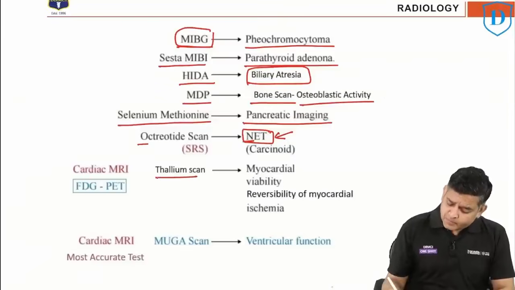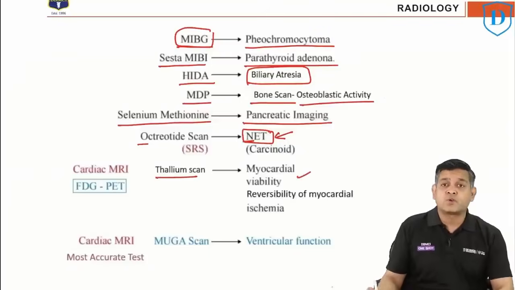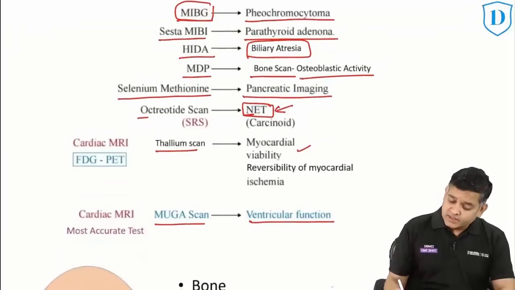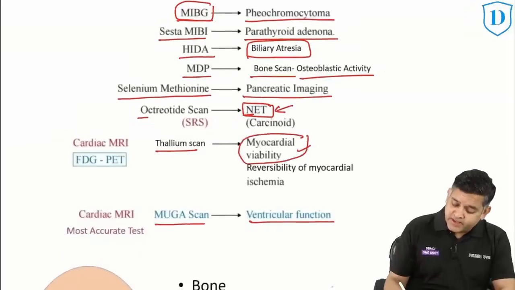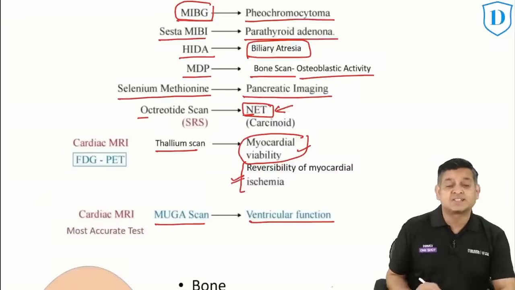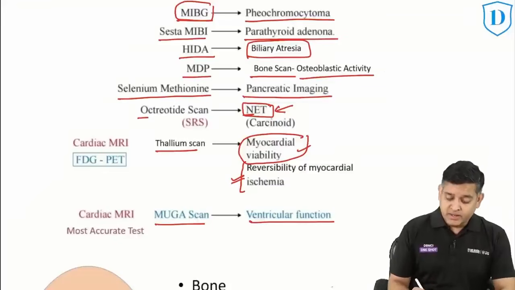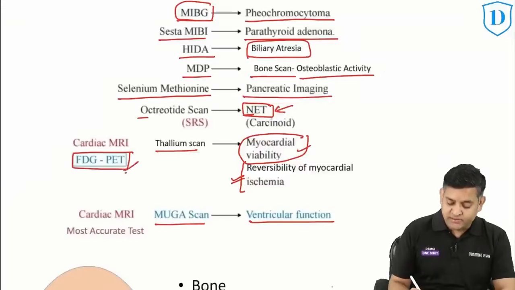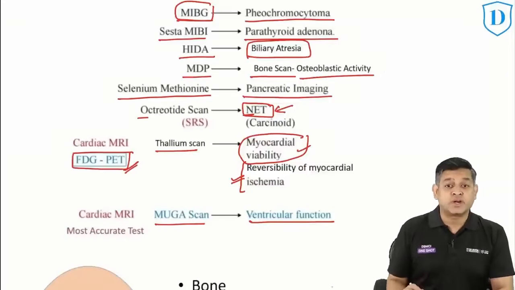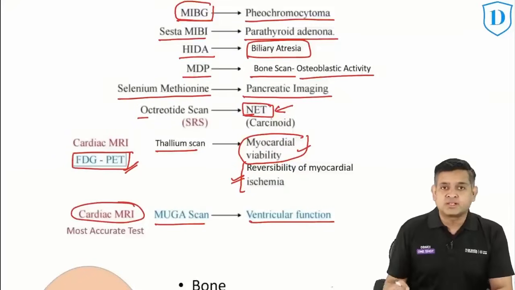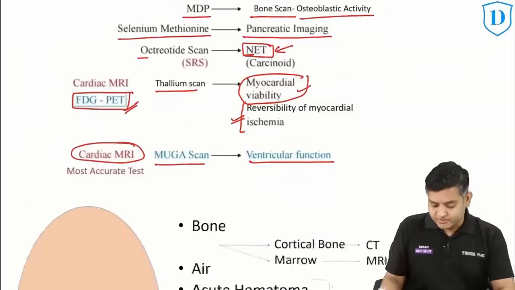Thallium scan is done for the assessment of myocardial viability, whereas MUGA scan is done for ventricular function. Now don't forget that myocardial viability helps you in identifying reversibility of myocardial ischemia. And if you remember, the most important test, or the best non-invasive test, for assessment of myocardial viability is actually FDG PET, right? Whereas the most accurate test for ventricular function is cardiac MRI. These are some of the factual points in nuclear scans that you should remember.